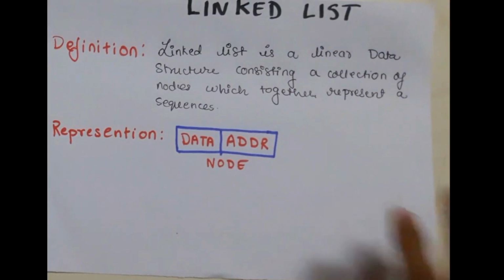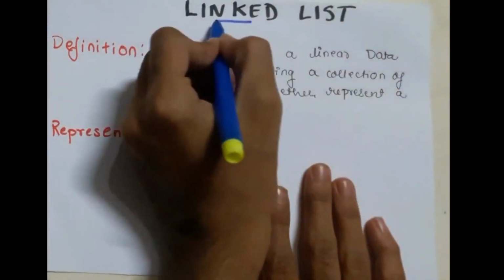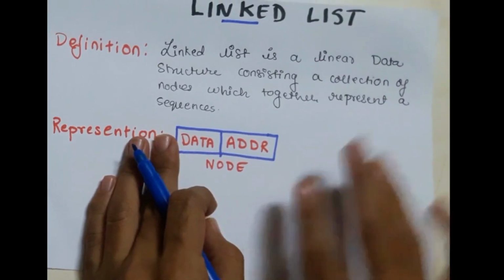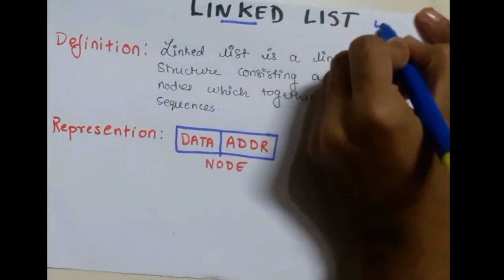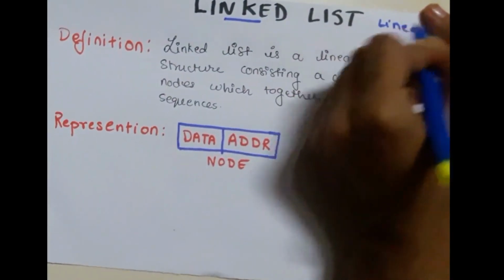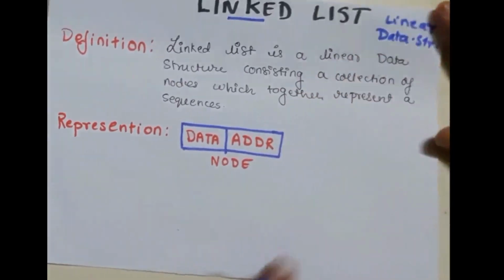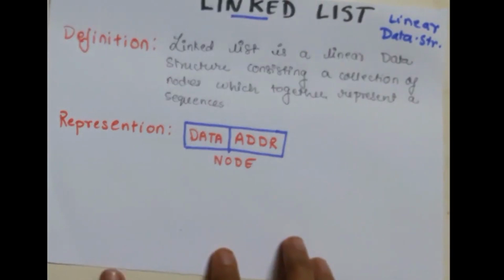The next topic in data structure is linked list. Okay, so linked list is a linear data structure. You can write here linear data structure. Okay, it is a linear data structure.